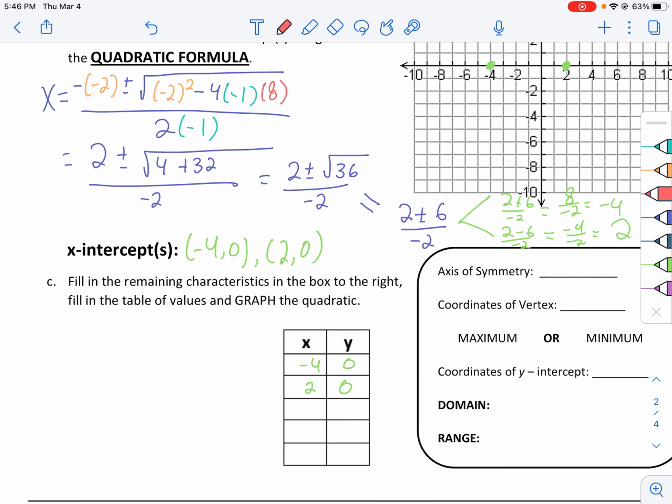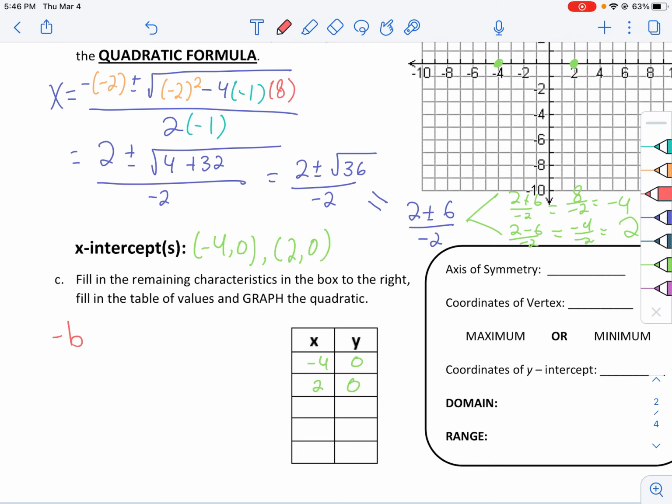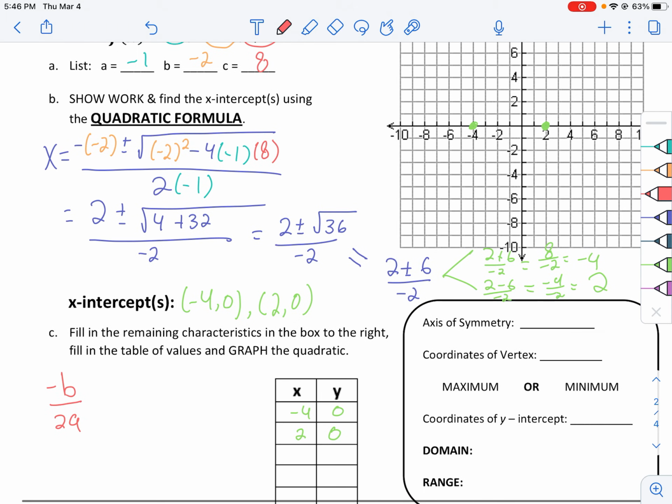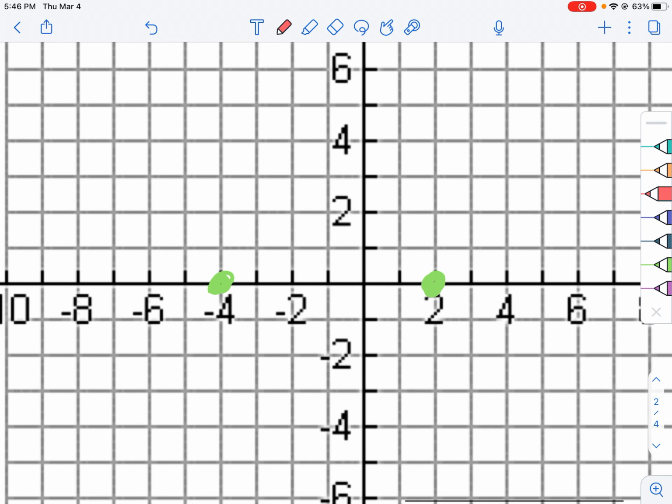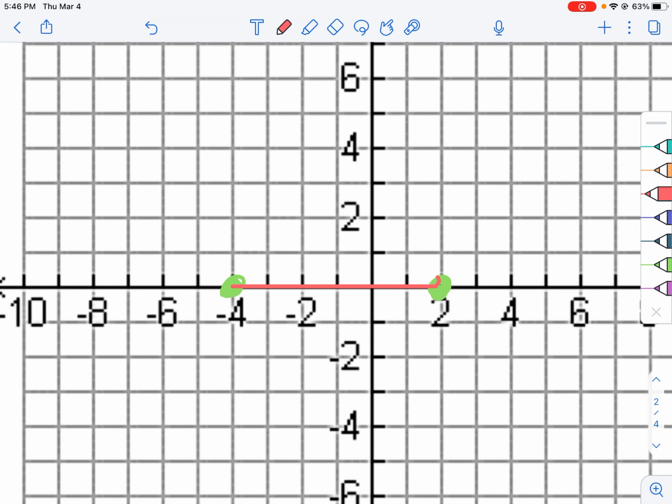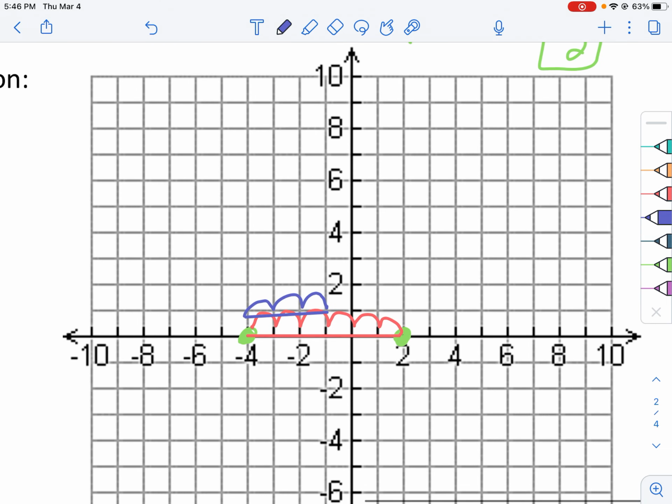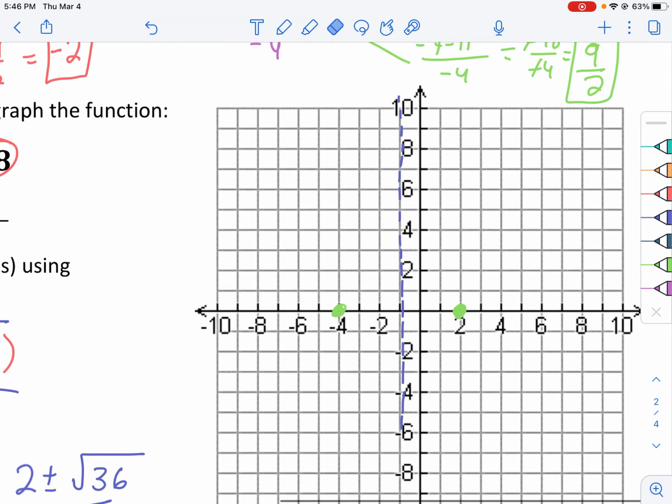Now we need to find the axis of symmetry. Axis of symmetry always uses the formula negative b divided by 2 times a. Another great way to find the axis of symmetry, guys, if you don't remember the formula, is look at those x-intercepts. The direct middle of your x-intercepts is the axis of symmetry. So the distance between them is 1, 2, 3, 4, 5, 6. So then if we go 1, 2, 3, this would be the middle right here. So then our axis of symmetry is right here, negative 1. All right? So kind of neat, that direct middle.